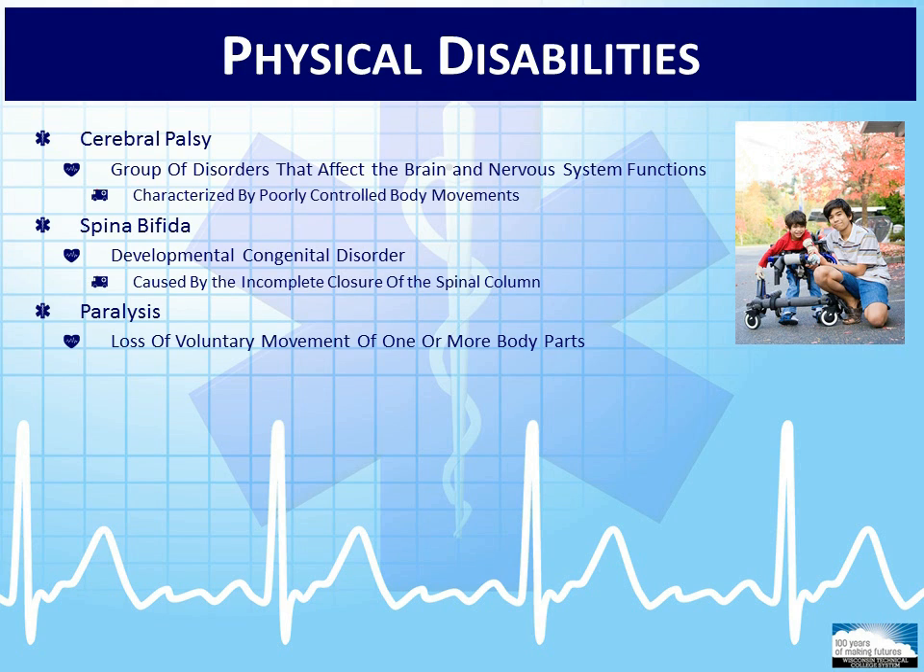Paralysis is the loss of voluntary movement of one or more body parts. The types of paralysis are hemiplegia, which is paralysis of one side of the body, paraplegia, which is paralysis of the lower part of the body, and quadriplegia, which is paralysis of all four extremities and the torso. Paralysis may result from a stroke, injury, or birth defect. Although patients lose voluntary movement, it is important to remember this does not necessarily mean they have loss of sensation to the affected area or body parts.